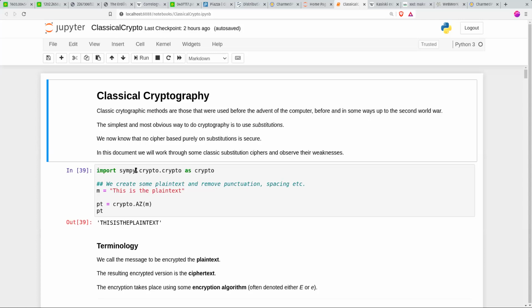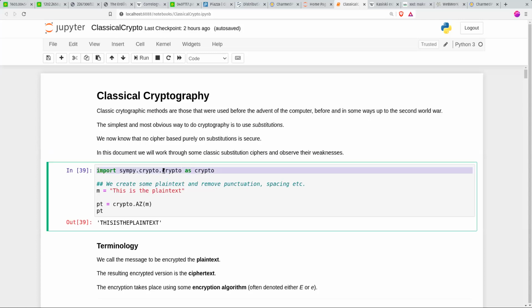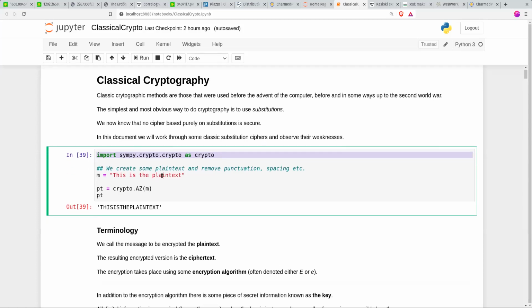Okay, so I don't want to make too big a deal out of this library that I'm using. I'm using a library called SymPy to do this basic cryptography. You don't have to learn how to do that. It's just a convenient way for me to present things.